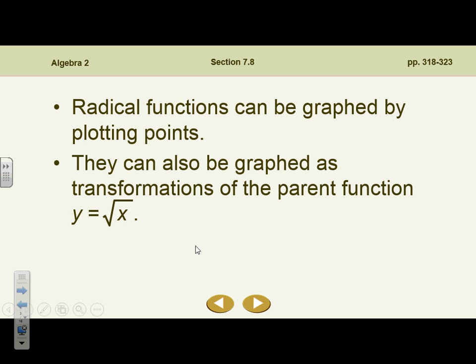Okay, so parent function. In your y1 right now, I just want you to put square root of x. That's going to stay your y1 throughout. Okay, I want you to just leave that there, and then we'll change it. We'll put stuff in y2 and graph them both at the same time.